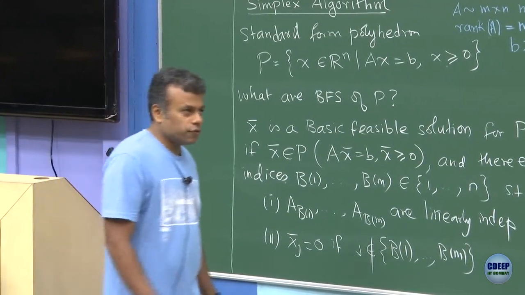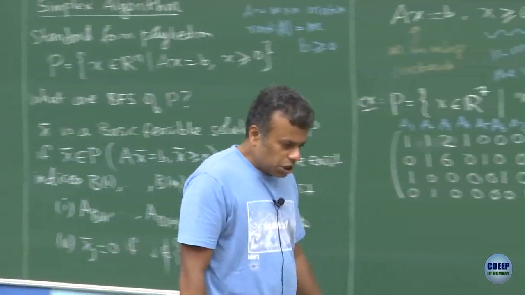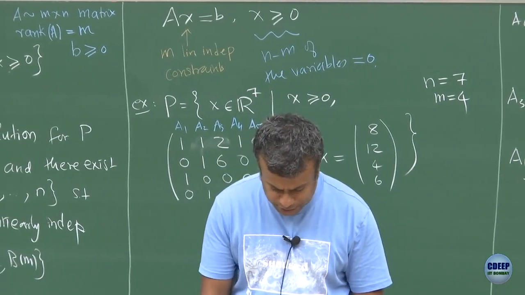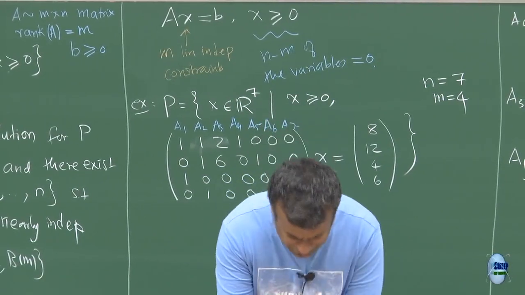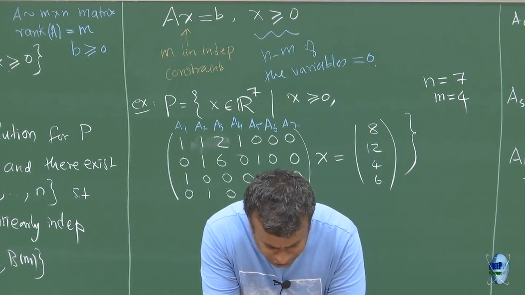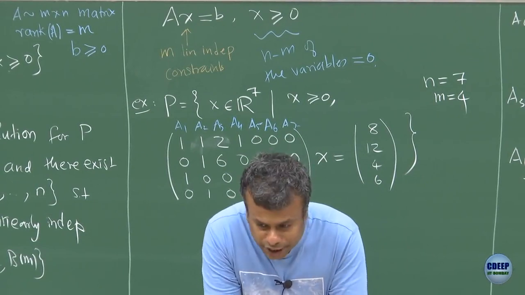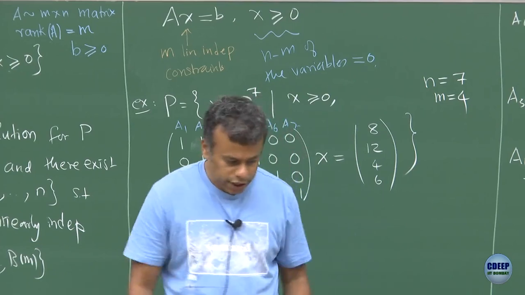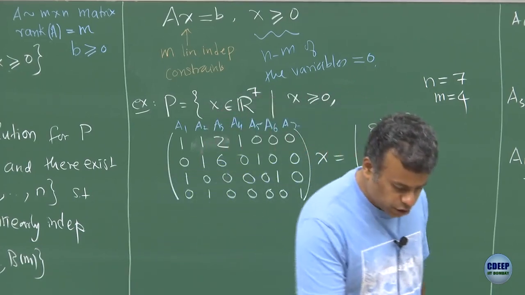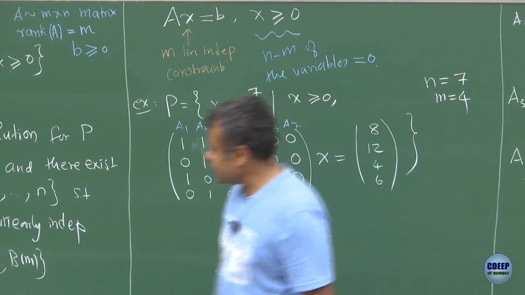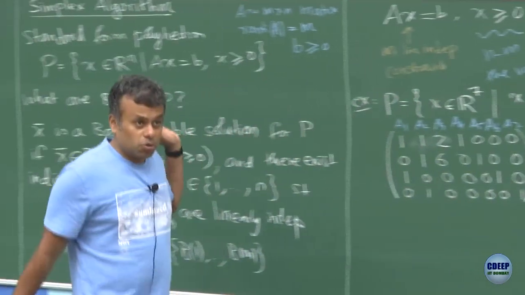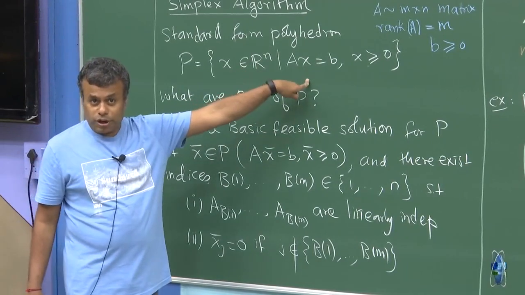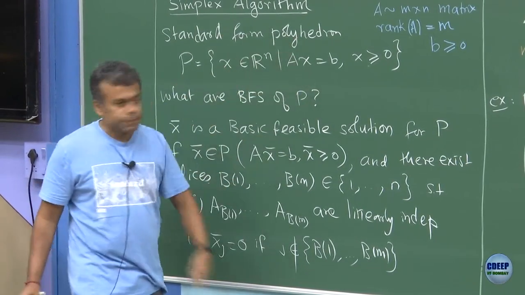Okay. So now that we know what basic feasible solutions look like, we will go on and talk about the simplex algorithm. We'll first see what is happening in the simplex algorithm. I'll explain the idea geometrically, and then we will move on to the algebra or the actual implementation. Before that, I hope everyone is clear about basic feasible solutions of polyhedra when you write them in standard form.